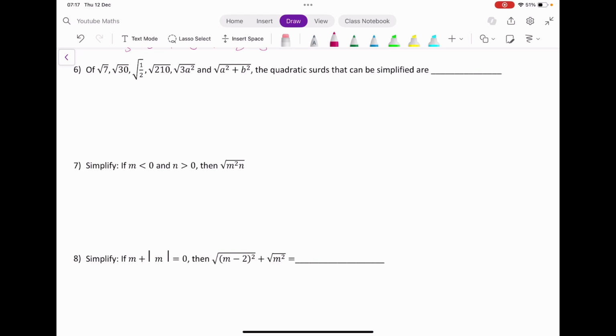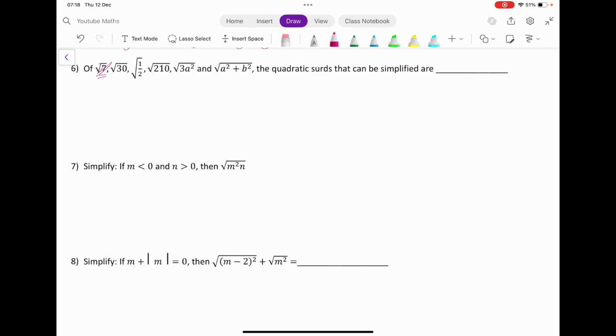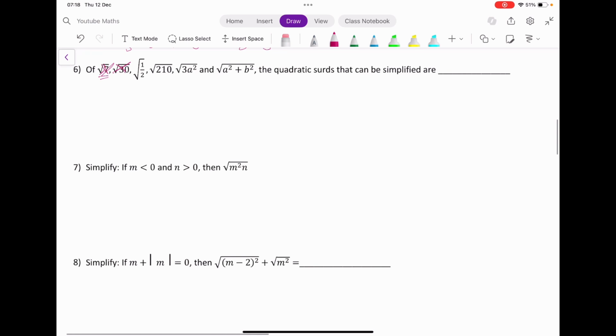So we have to see which ones are not in its simplest form. Root 7, there is no square number in there, so you can't simplify it any further than that, it is done. Root 30, again, there's no square number in root 30, no factors that will go into it as a square number, so that's simplified. Now root 1/2, even though there isn't a square number that times to get that, you cannot have a surd as the denominator for it to be in its simplest form.